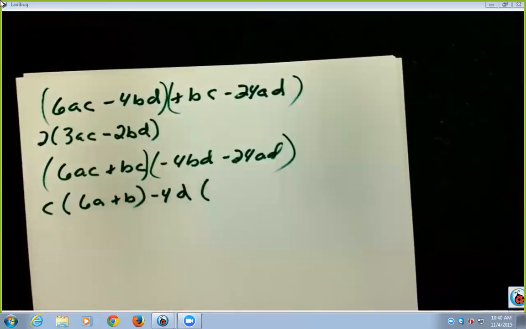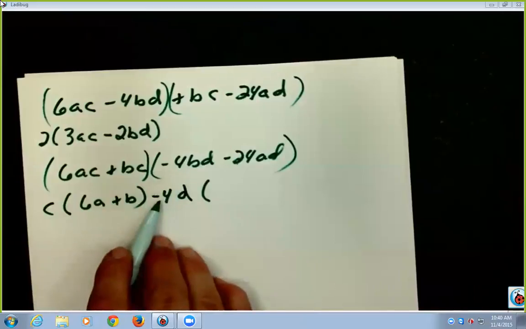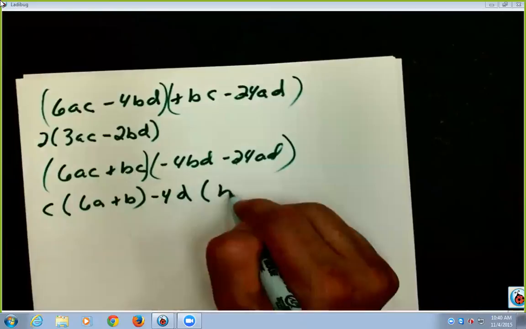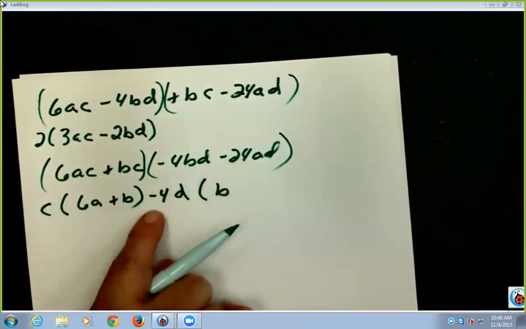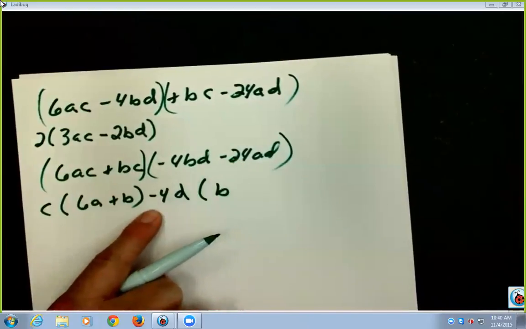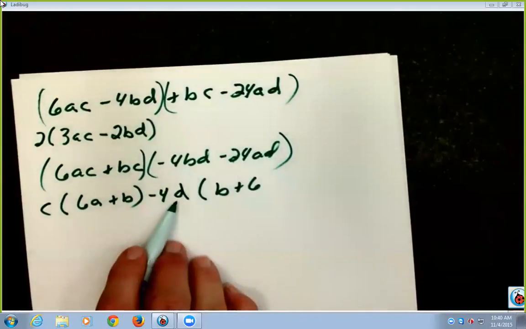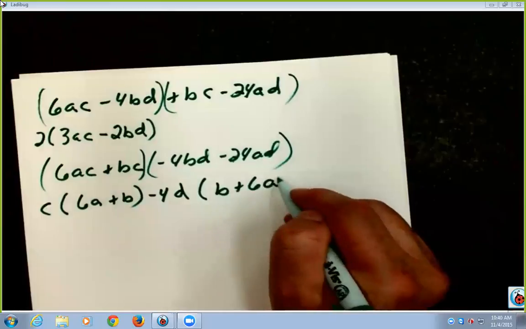So what am I left with? -4 divided by -4 is gone. D and D are gone, so it leaves me a B. -24 and a -4 leaves me a +6. AD, and I can pull out a D, so it leaves an A.